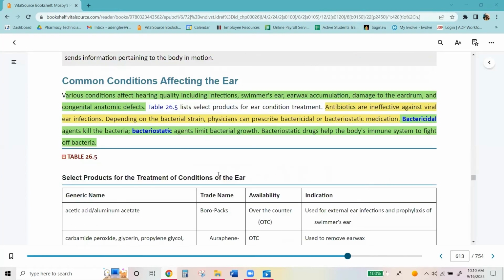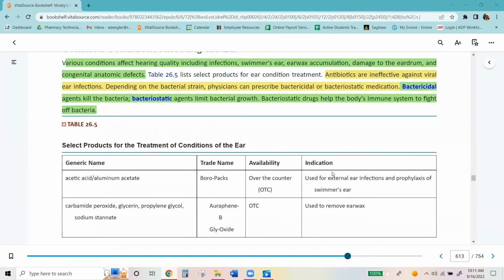Various conditions affecting hearing quality include infection, swimmer's ear, earwax accumulation, damage to the eardrum, and congenital anatomic defects. Antibiotics are ineffective against viral ear infections. Depending on the bacterial strain, physicians can prescribe bactericidal or bacteriostatic medication. Bactericidal agents kill the bacteria, and bacteriostatic agents limit bacterial growth. Bacteriostatic drugs help the body's immune system to fight off bacteria.